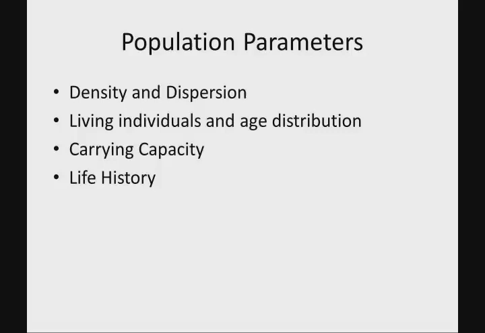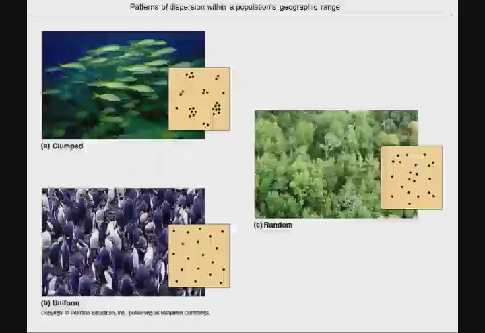And then finally, life history. How often do they reproduce? How old do they have to be before they reproduce? How long do they care for their young? And we'll talk about K versus R strategies as we talk about this. So these are the parameters that we want to talk about. Again, this is a very, very general overview of population ecology.